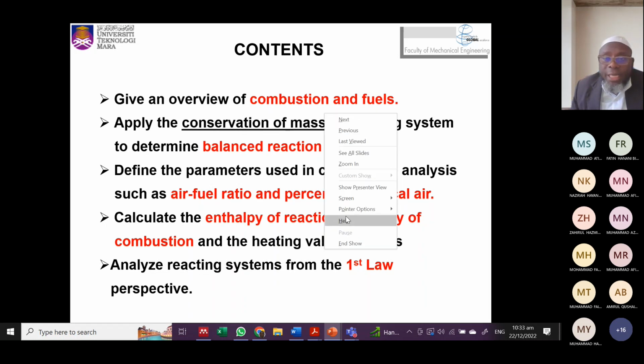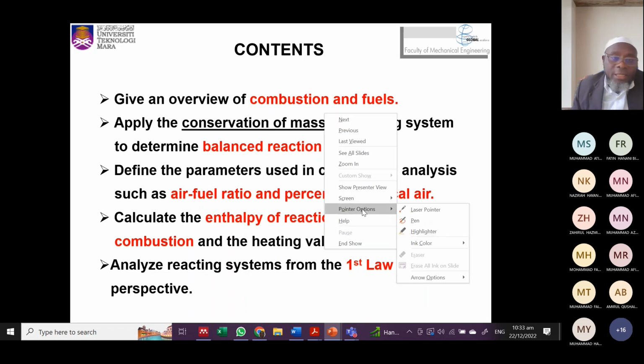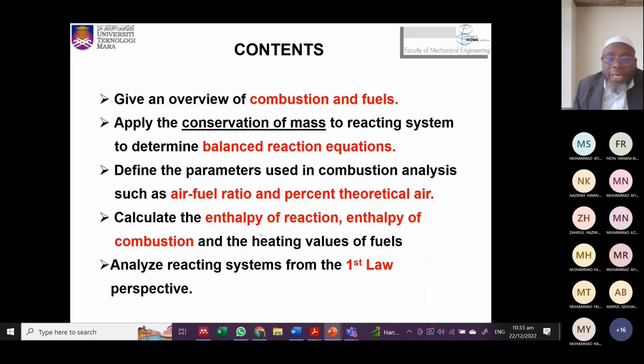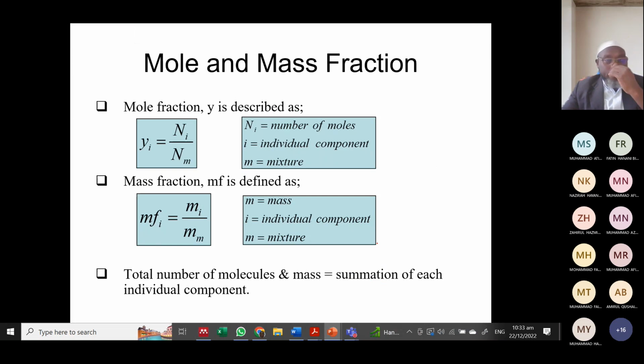Then we'll also be looking at how to calculate the enthalpy of atmospheric air and the enthalpy of the reaction. We'll look in detail at the enthalpy of combustion, and then analyze reaction systems according to the first law. Before we proceed into the chemical equations, there are certain basic definitions that we need to know.